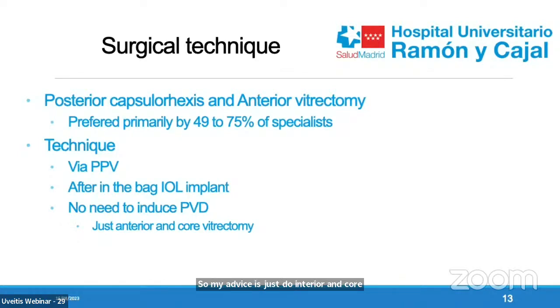It can be done also by an anterior vitrectomy approach. However, you need to do the posterior capsulorhexis before putting the lens in, and there's a higher risk that the lens may end up in the sulcus, which is not a bad place, but in my opinion, having the lens in the bag is much safer.